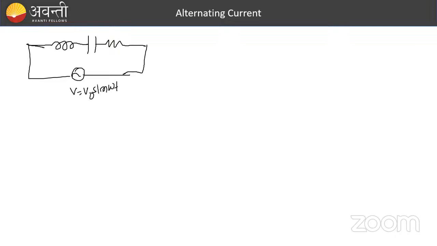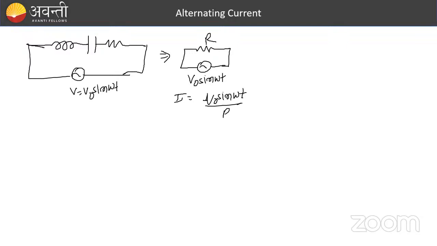Now suppose I have a circuit where L is not there, C is not there, only R is there. So this is R and this is my voltage, V naught sine omega t. Now look carefully here, this is R. So what will the current be? Current is voltage by resistance, so you will write V naught sine omega t by R. So how much value are you going to get? V naught by R I call I naught, so I naught sine omega t.